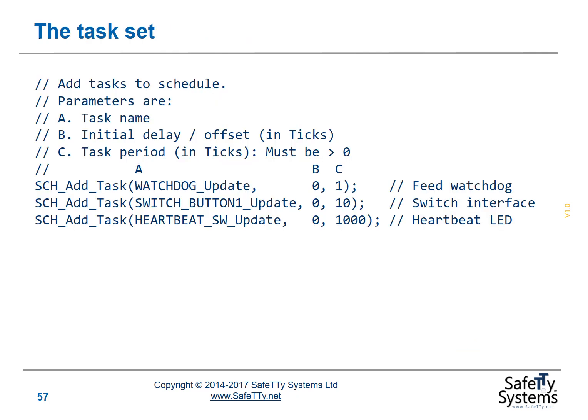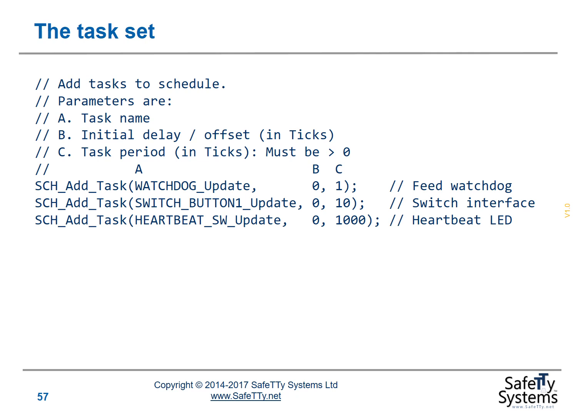So these are how we add the tasks to our system using the add task function. We have a watchdog task for feeding the watchdog. We'll say more about that in a few minutes. It's added with an initial delay, the B value of 0, and it is set to run. The task period in ticks is set to 1. So every tick the watchdog task runs.